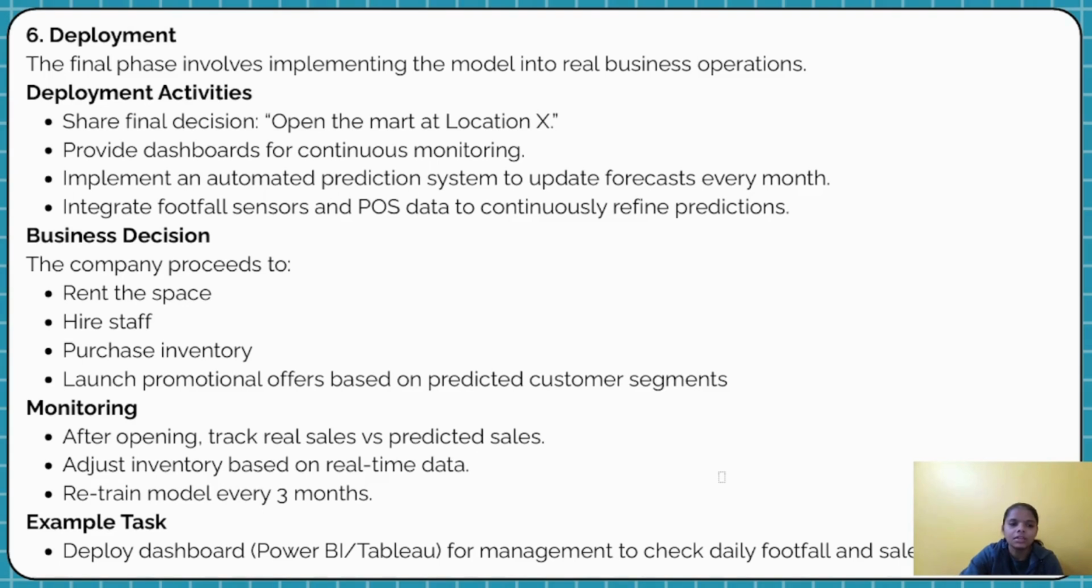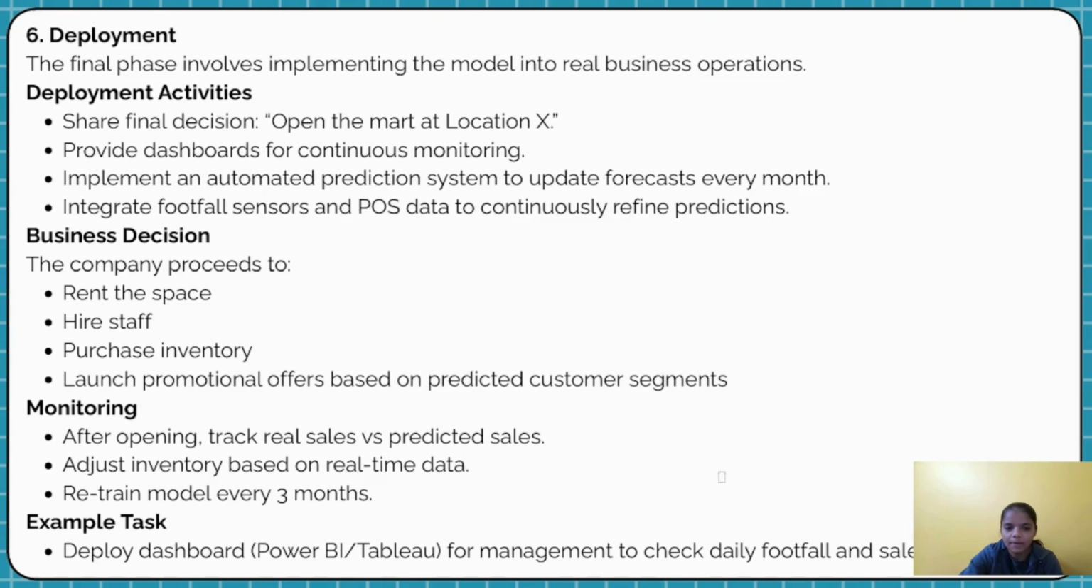The second last, business decision. Inside the business decision, the company proceeds to rent the space, hire the staff, purchase inventory, and the last one is launch promotional offers based on the predicted customer segment. Now monitoring. In monitoring, after opening, track real sales versus predicted sales. Next, adjust inventory based on the real time data, and the last is retrain the model every 3 months.